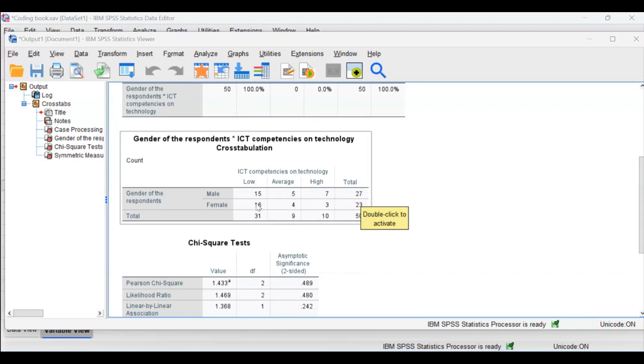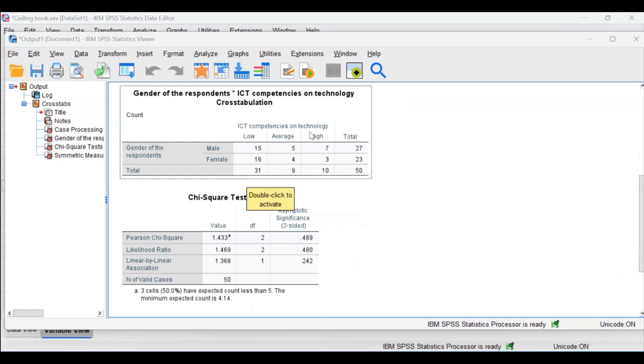And if you look at the performance, in terms of ICT, we can see that male members have the highest ICT competencies as compared with their counterparts, that is female members. Okay, one can see this part.